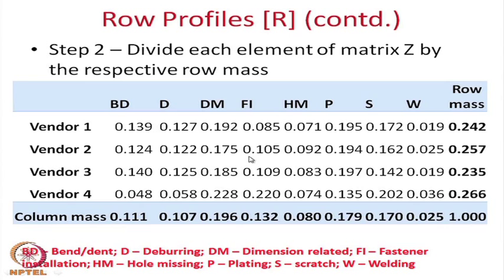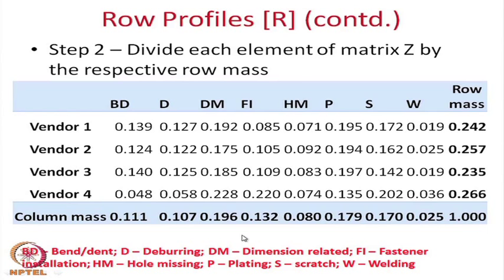So, if we consider the vendor 1 position in terms of row profile, with respect to these 8 categories of defects, vendor 1 position is 0.139, 0.127, 0.192, 0.085 like this, vendor 2 like this, vendor 3 like this, vendor 4 like this. So, under 8 dimensions, you are basically placing where vendor 1 is, where vendor 2 is. So, you are getting these values. In a similar manner, you can find the column profiles.